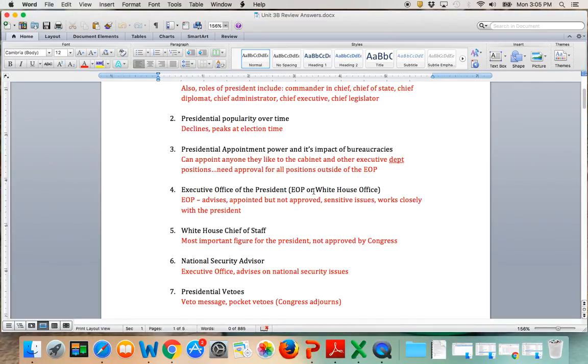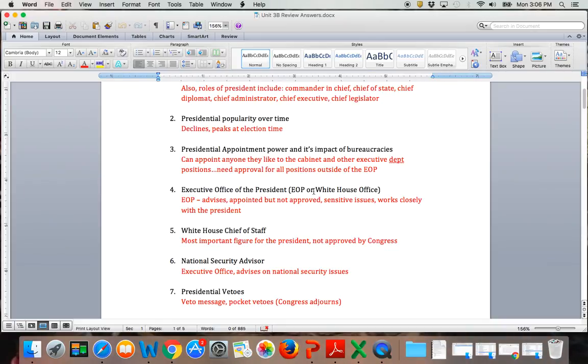The President has the power to appoint anyone in the federal cabinet. We have the White House staff as well as the Executive Office of the President versus your cabinet members, and we'll get to that later. The EOP, or the White House office, advises, appointed but not approved. So the President hires these people, but does not have to be approved by Congress. They always deal with the sensitive issues and work very closely with the President, versus the cabinet members, who are really just in charge of their departments and their branches.